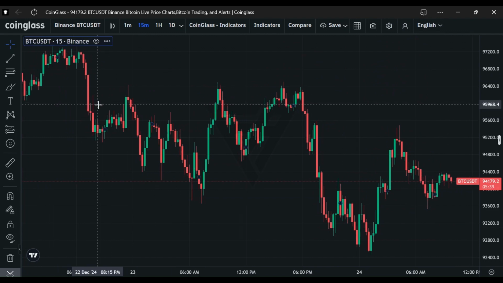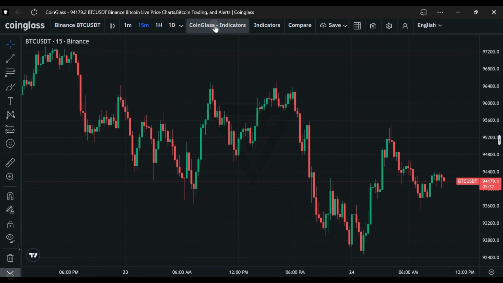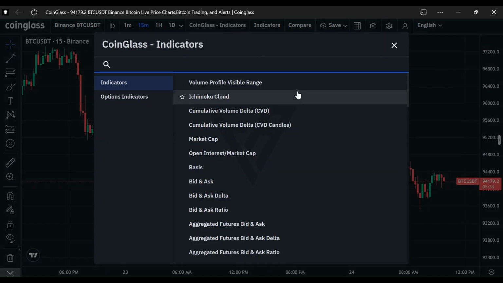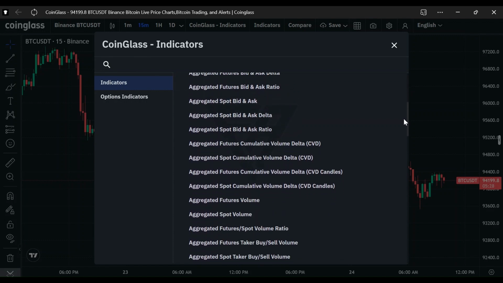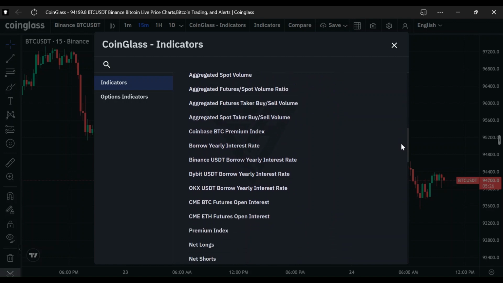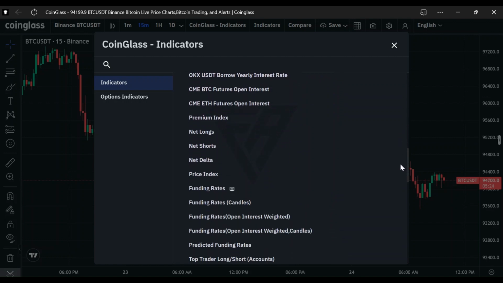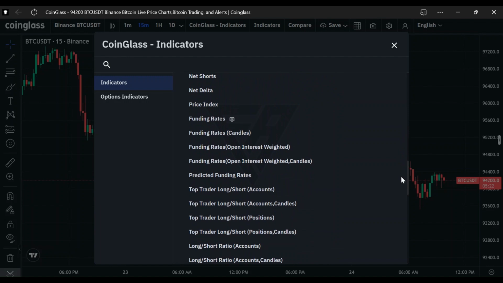So after that we need to look at indicators. These are all the indicators, and these are only available in CoinGlass. You won't find them on TradingView, but you can find them on other platforms like Velo Data, Coinalyze and CoinAnk. I personally use these ones. I think these ones are a bit better.